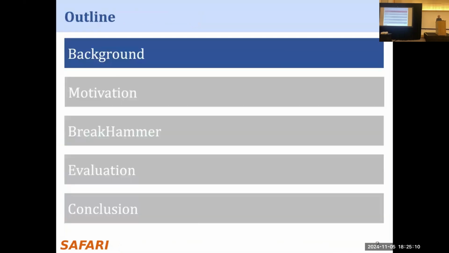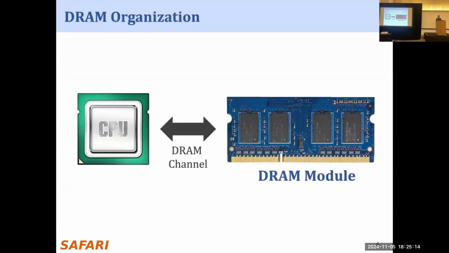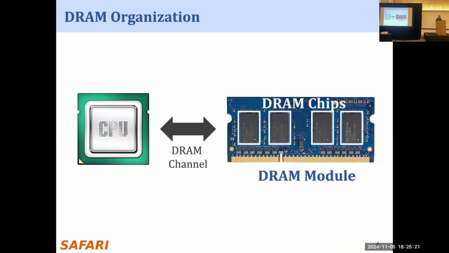Here's the outline of my talk. I'll start with a brief background on DRAM and DRAM read disturbance. Here I show a typical computing system with a processor and a DRAM module connected through the DRAM channel. Inside the DRAM module, we have several DRAM chips, and inside the DRAM chip, we have multiple DRAM banks.